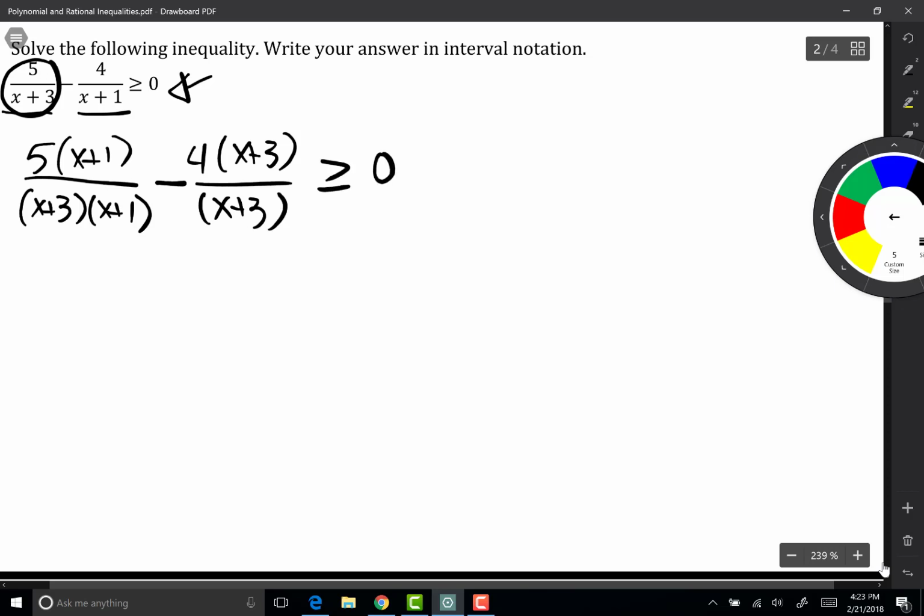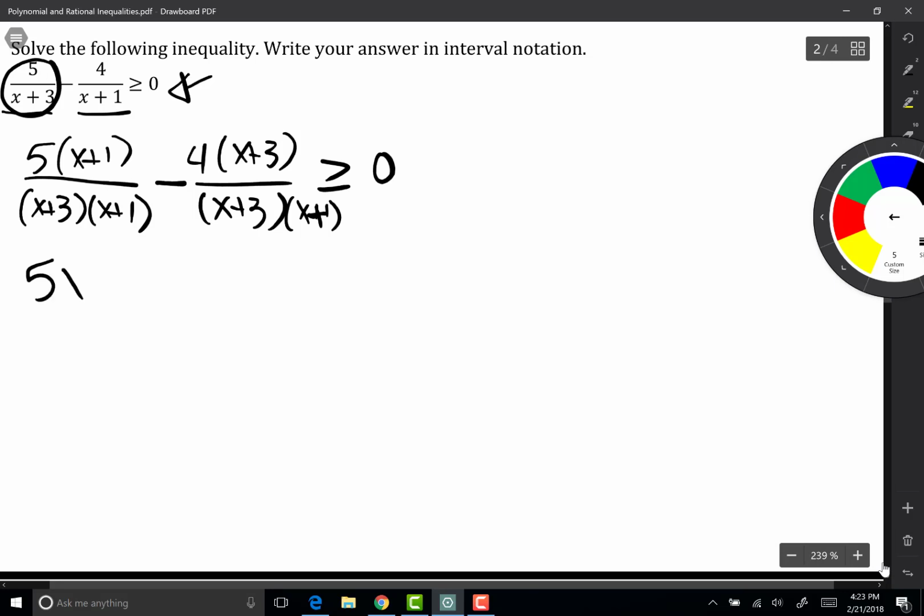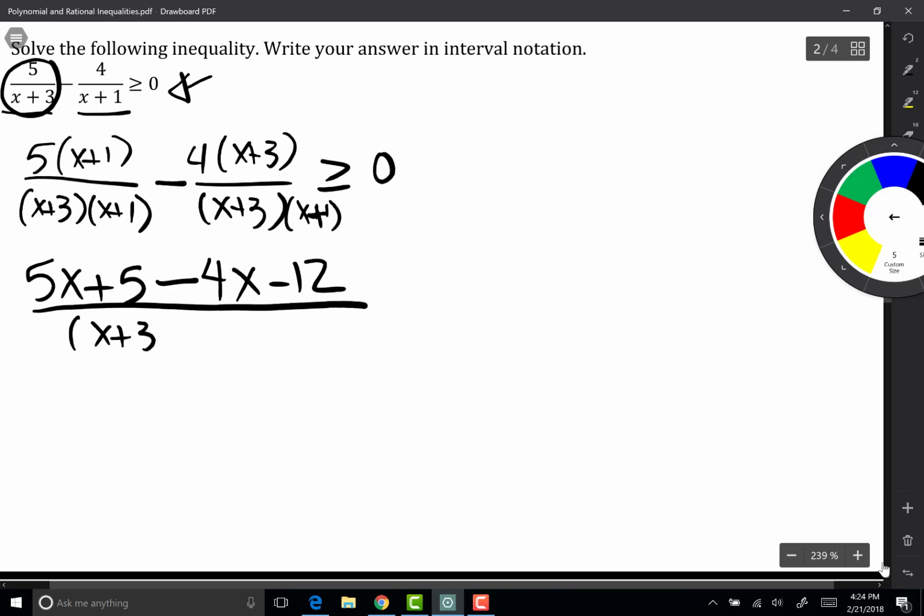Now that, whoops, I forgot my x plus 1. Okay, now that I have a common denominator, I can combine them together, and at the same time, I'm going to distribute my 5 and my 4. So I have 5x plus 5 minus 4x minus 12 all over my common denominator, which is x plus 3, x plus 1. And that should be greater than or equal to 0.